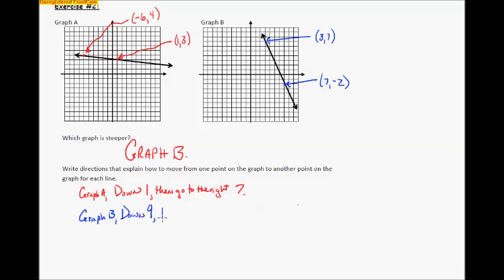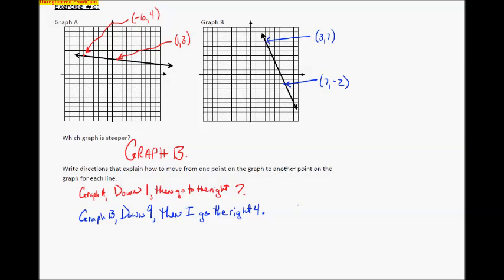Okay, and then I go which way? I go to the right again. So I went down 9, I was right here, and I went to the right 1, 2, 3, 4. To the right 4. Okay. Now we said before these are going to be negative slopes.